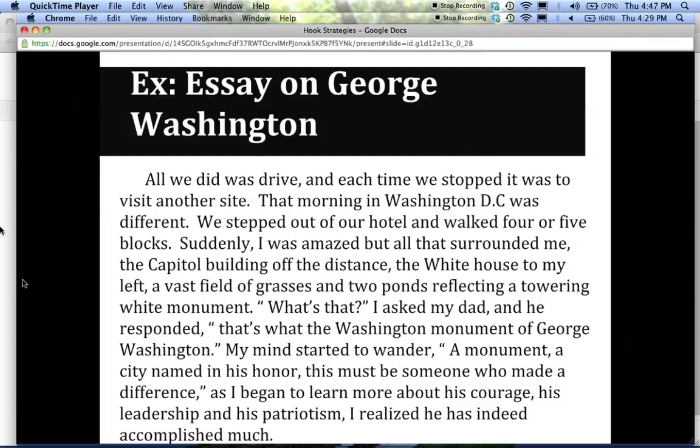My mind started to wander. A monument, a city named in his honor? This must be someone who made a difference. As I began to learn more about his courage, his leadership, and his patriotism, I realized he had indeed accomplished much.